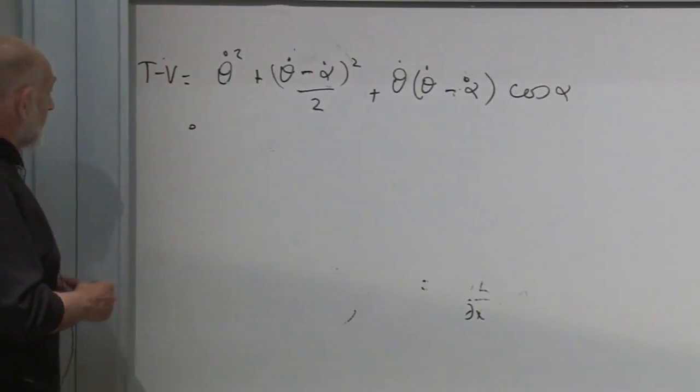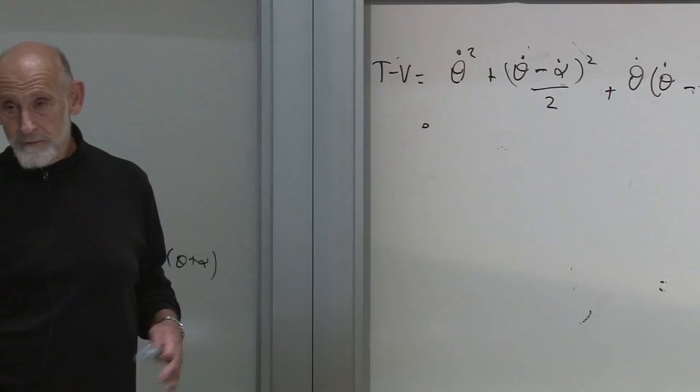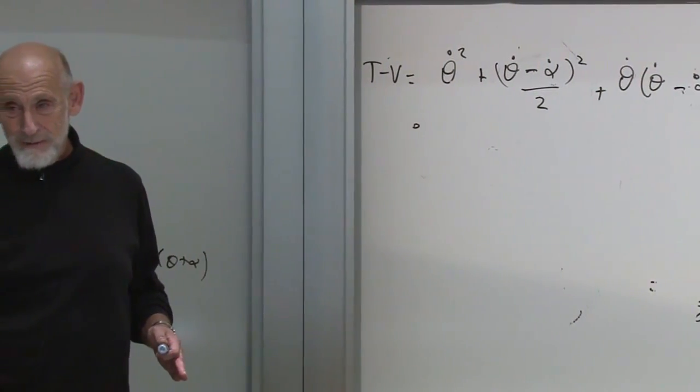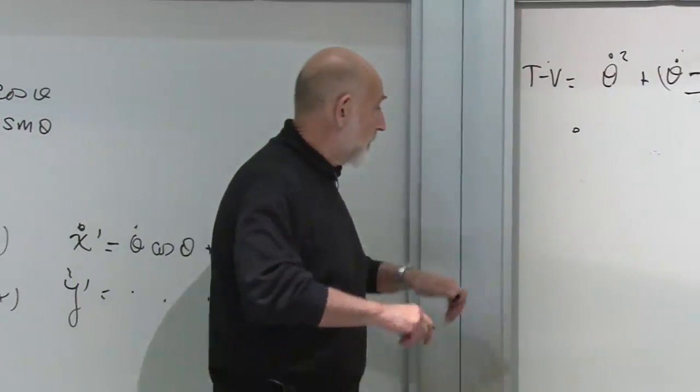To say that theta dot is constant is to say that theta double dot is 0, right? That's the definition. All right, so let's check. Let's work out the equations of motion.